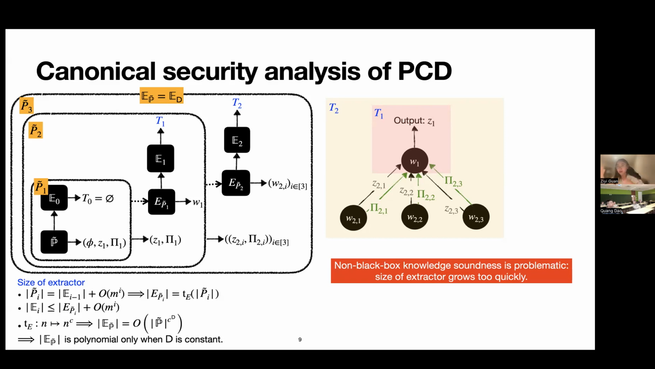And here this TE just takes the size of the prover and raises it to the power of c, and that's the size of the corresponding extractor. So we can view c as some constant. If c is equal to 1, then there's no blow up, right? But in general, we would think c is some large constant, because the only guarantee we have is that the extractor is somehow efficient in terms of the size of the prover. So in general, c could be large.